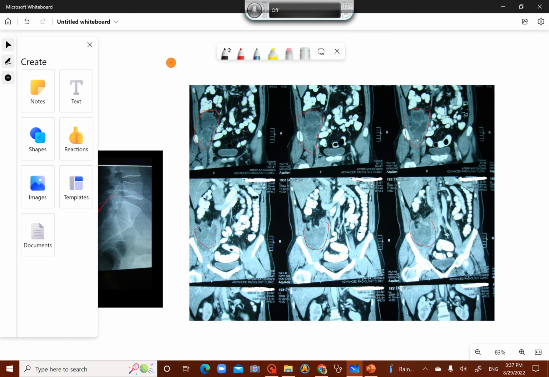And when we look at the transverse section, the abscess starts in the lower abdomen. From here you can see collection of the abscess over here, getting bigger and bigger, very large over here.